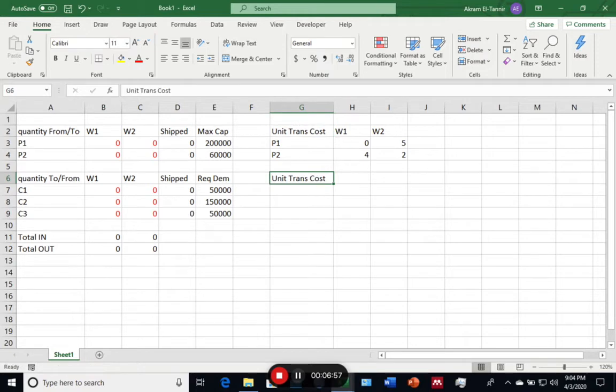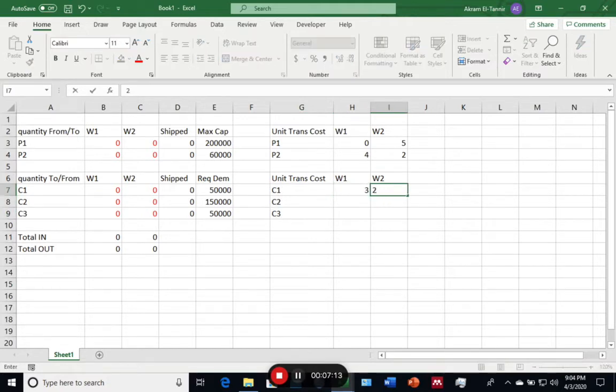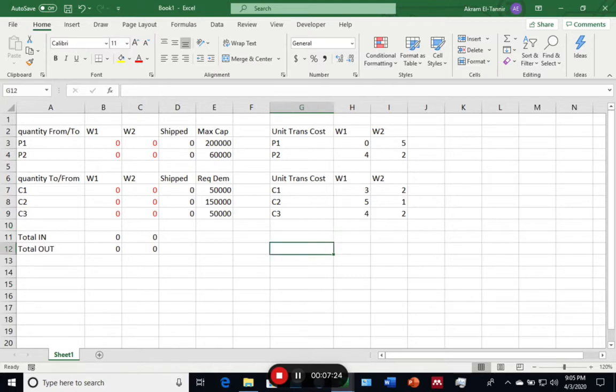So basically, from the warehouses to the customers, they are 3, 2, 5, 1, 4, 2, and we have to double check. Now we have to build the total cost function.